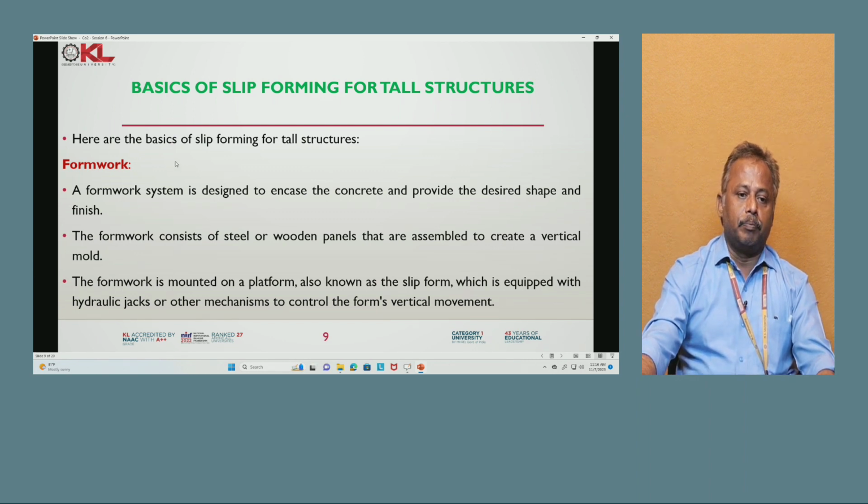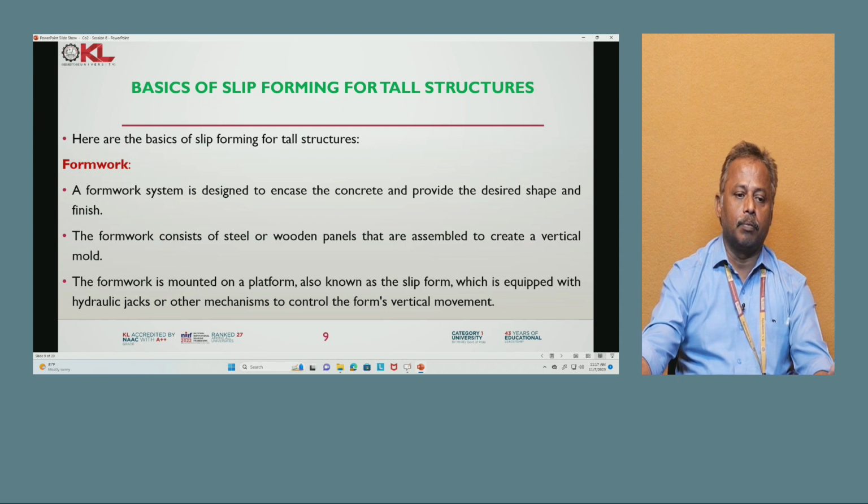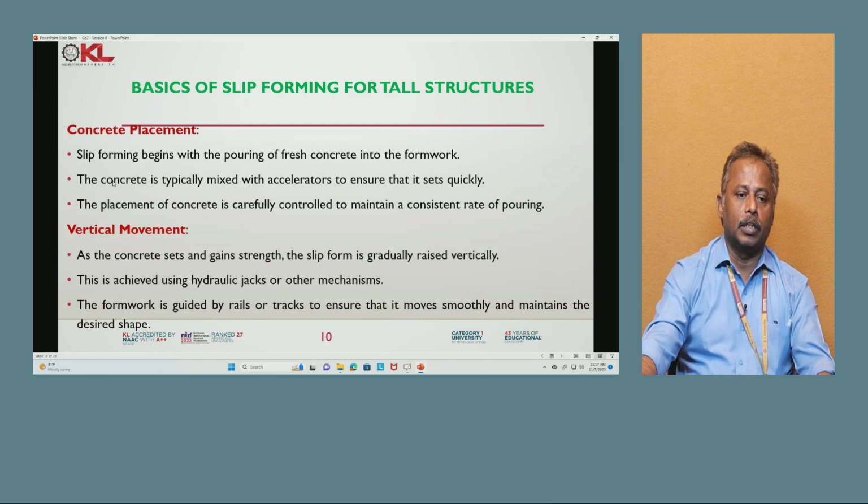Now we will discuss the basic process of slip forming for tall structures. First, formwork. The formwork system is designed to contain the concrete and provide the desired shape and finish. The formwork consists of steel and wooden panels assembled to create vertical molds. The formwork is mounted on a platform known as the slip form, which is equipped with hydraulic jacks or other mechanisms to control the form's vertical movement.